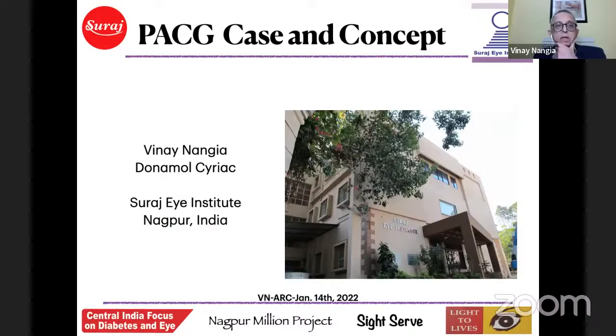I'm going to take you through a case of PACG. Every time that I deal with an angle closure glaucoma with elevated intraocular pressure, it's a great challenge trying to figure out what's going to happen to this eye.